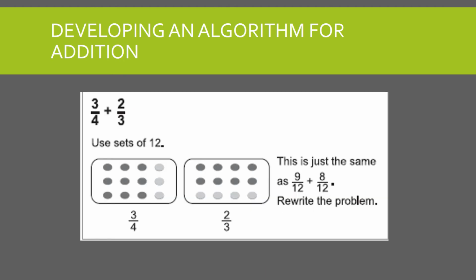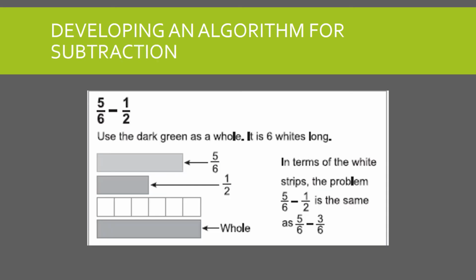Here's another one, 3/4 plus 2/3. So here they've used common denominator of 12 because look at the rows. There's 4 columns going across there on 3/4. 3 of those columns are shaded. That's the 3/4. And then you have your 3 rows going across for 2/3, and 2 of them are shaded. Now we can add 9/12 plus 8/12.